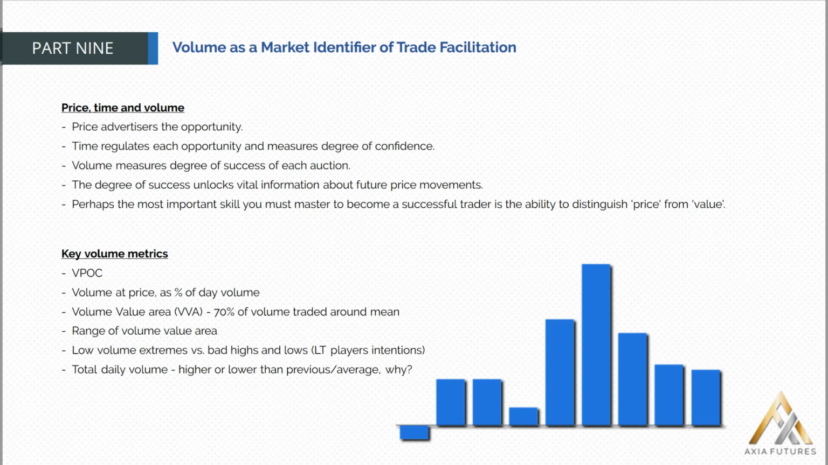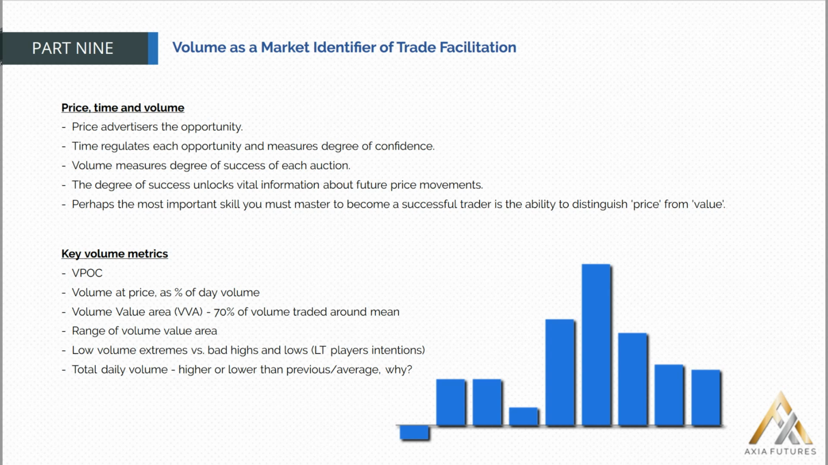Then perhaps the most important skill you must master to become a successful trader is the ability to distinguish price from value. Remember, guys, it's all well and good looking at a chart, looking at where price is trading, but you need to be able to understand where price is trading relative to something, where volume is relative to previous volume, where the market has come from relative to where it has been. So understanding these elements on their own is not that powerful, but understanding the relative changes is extremely powerful.